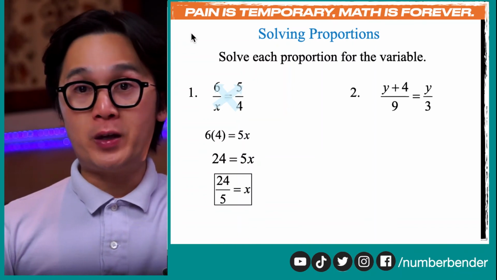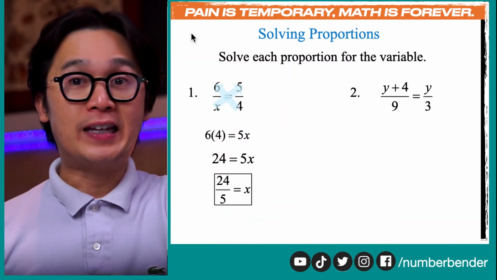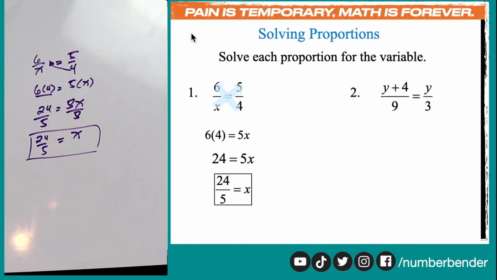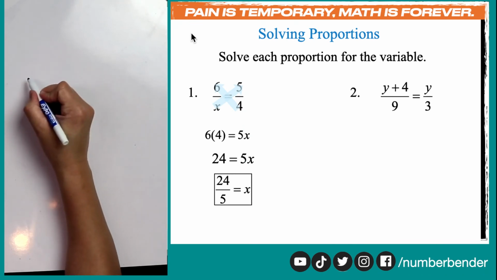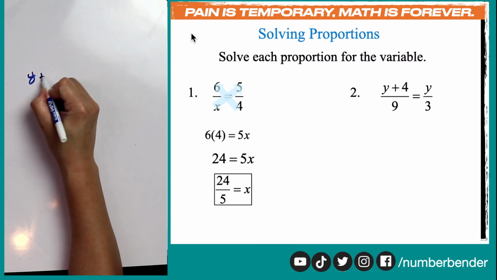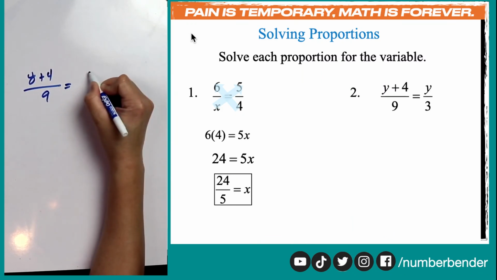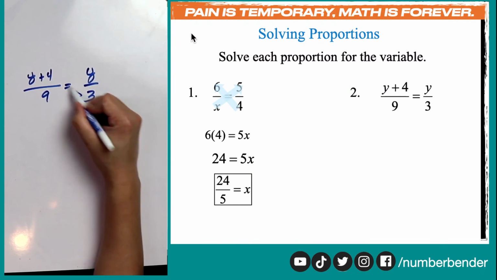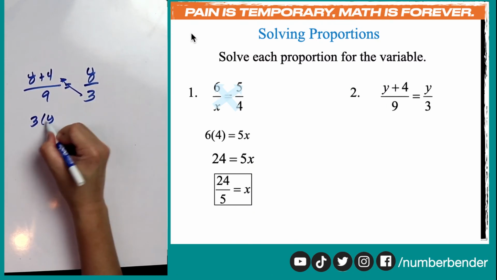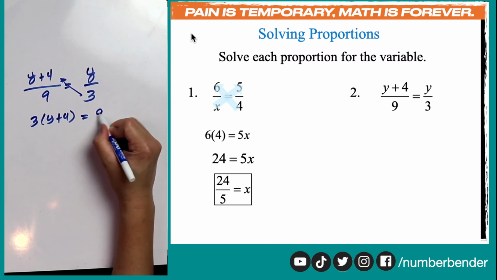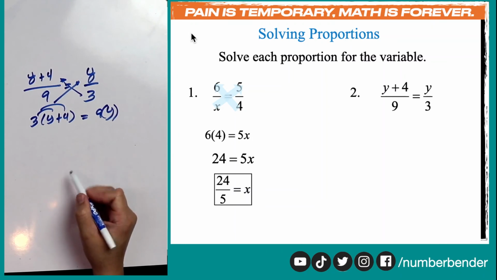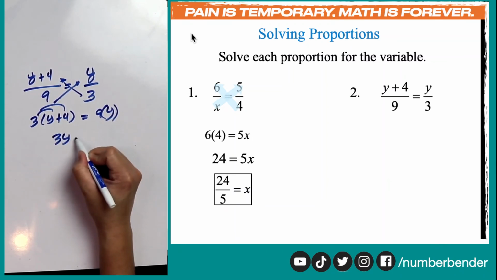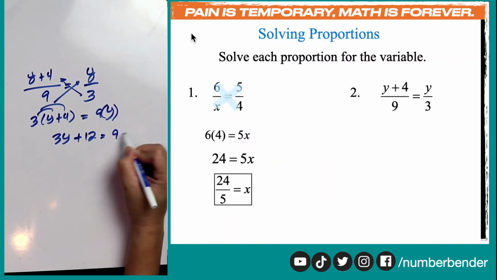And for problem number 2, we have y plus 4 all over 9 equal to y over 3. So we're going to be using the same process. We're going to do cross multiplication and solve for the variable y. So by cross multiplication, we have 3 times y plus 4 equals 9 times y. Now, by distributive property, we'll have 3y plus 12 equals 9y.